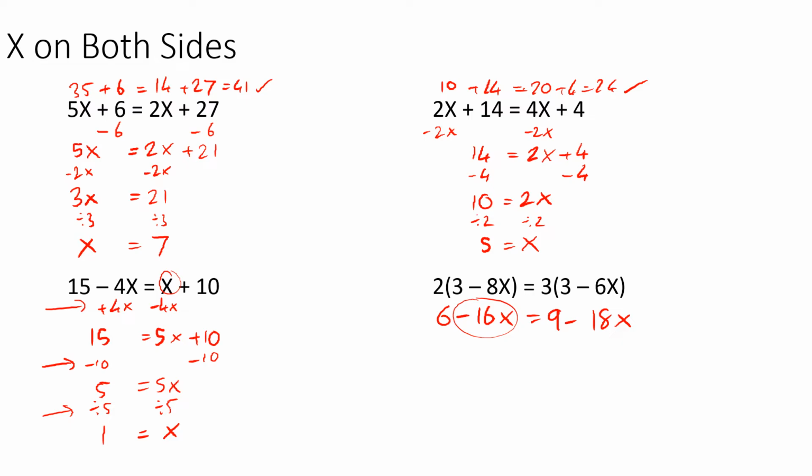So the first thing we're going to do is add 18x to both sides. That'll give us 6 plus 2x is 9. Then we're going to take away 6, so 2x equals 3. And then we're going to divide by 2, so we'll end up with x equals 1.5. Or you could write it as 3 over 2.